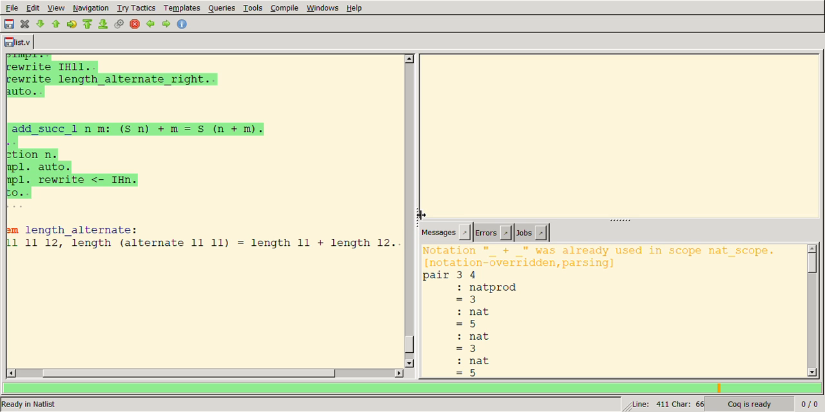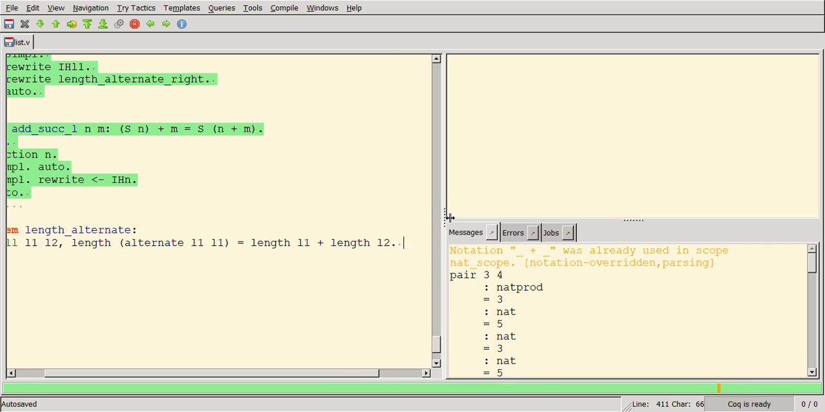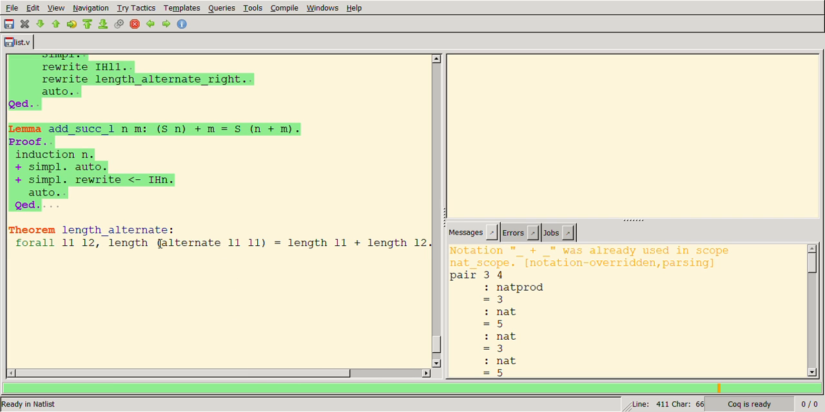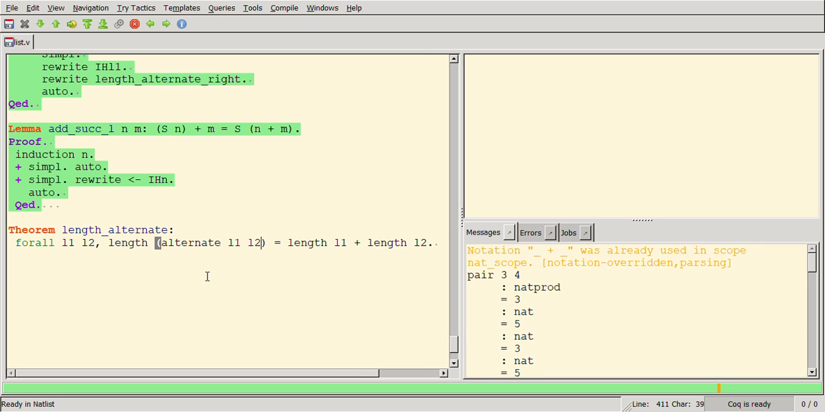So on the left hand side there is length of alternate L1 and L2, while on the right hand side it is equal to the length of L1 and L2. That means that the alternate function doesn't change the lengths of the two lists L1 and L2. So if we combine the two lists L1 and L2 using alternate and then calculate their length, this is equal to calculating the lengths of L1 and L2 separately and then adding the two lengths.